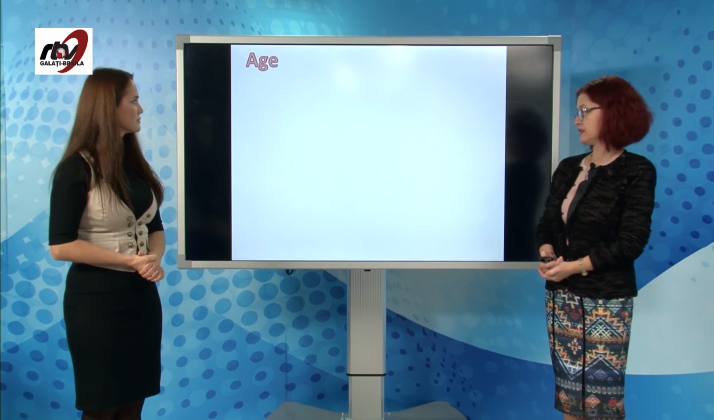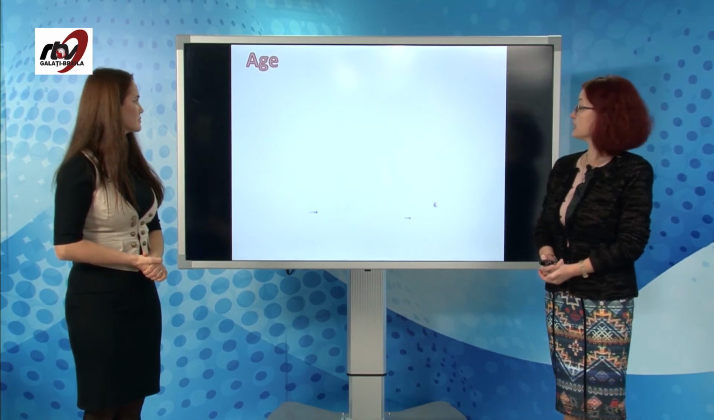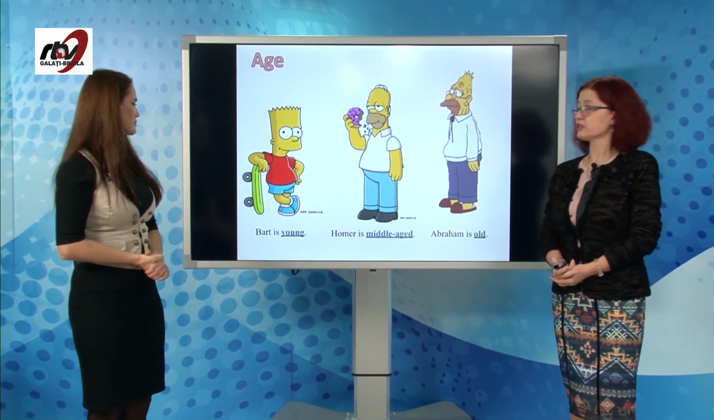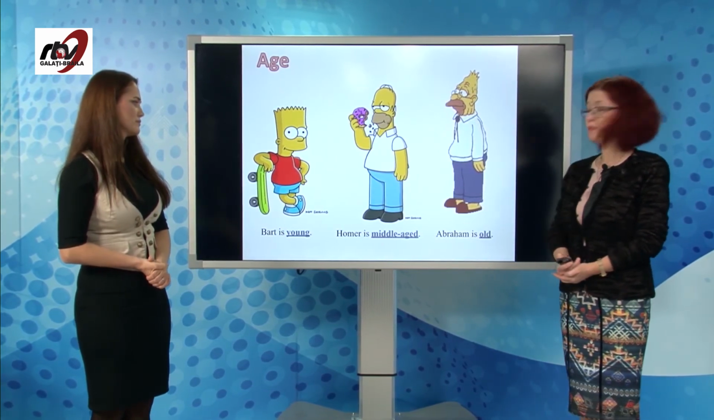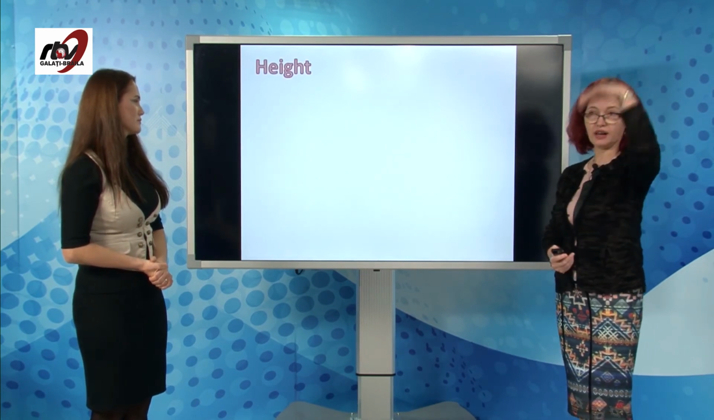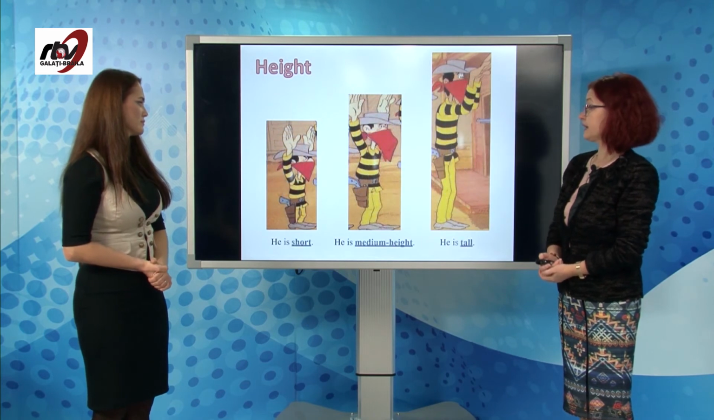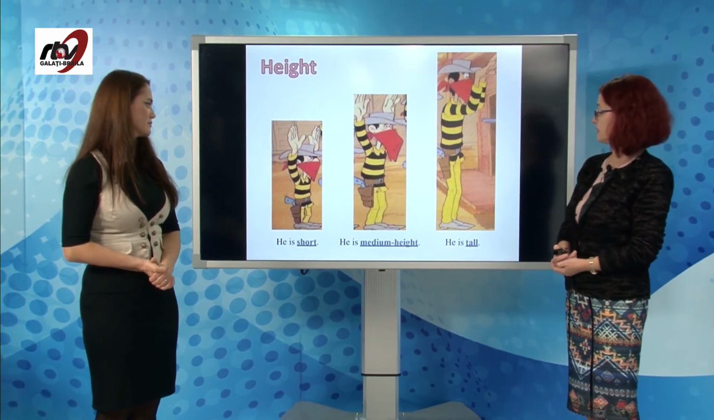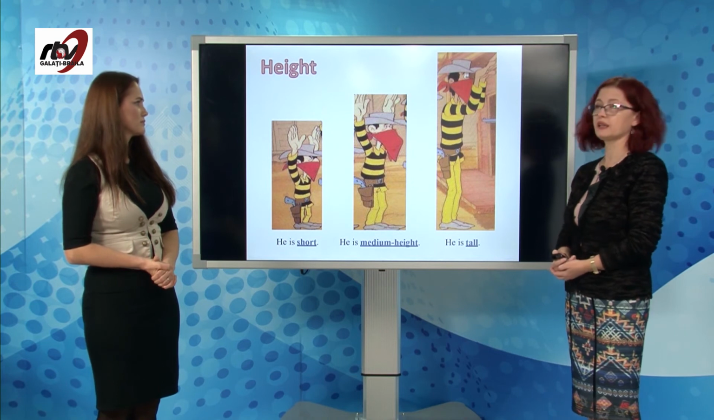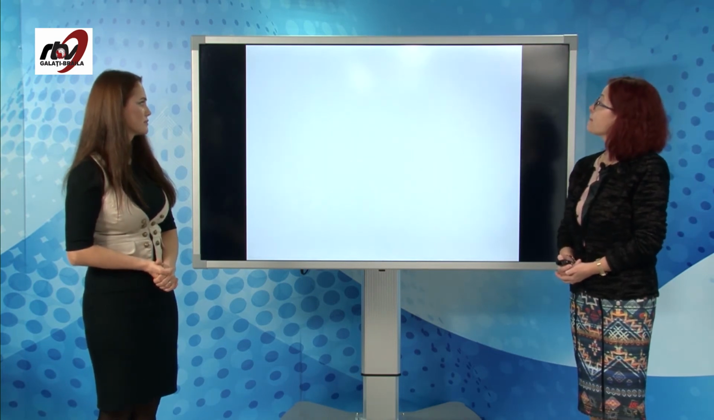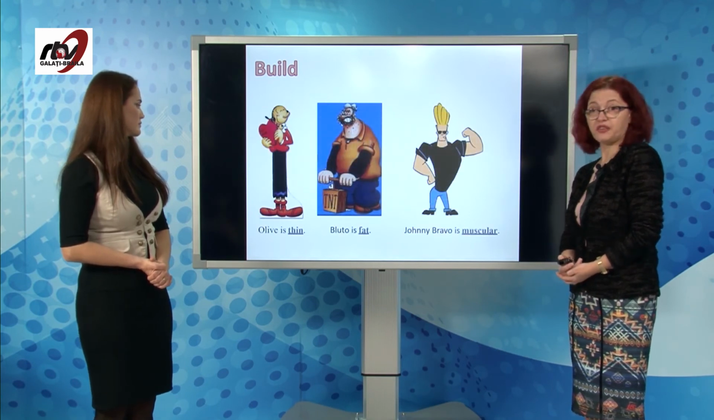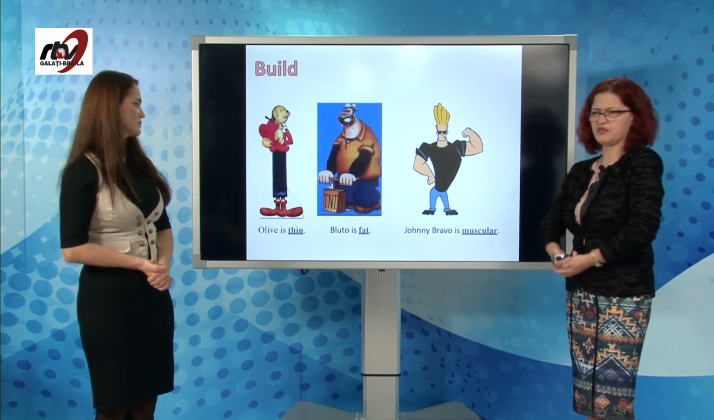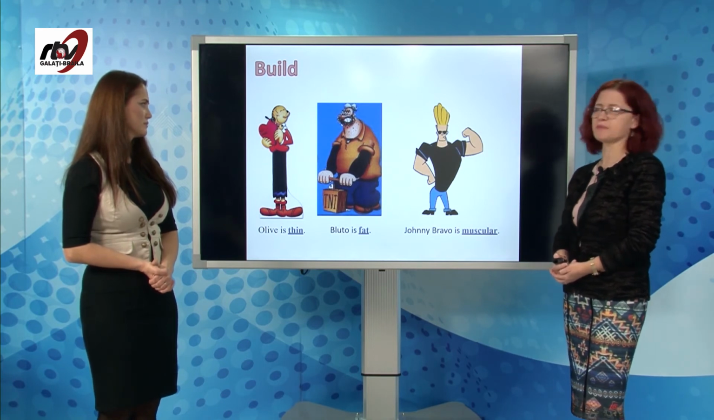When we discuss physical description, we refer to the age. Let's take a look at some cartoon characters. Bart is young, Homer is middle-aged, and Abraham is old. Then we take into consideration the height. Like the first one, he's short, the one in the middle, he's medium height, and the third one, he's tall. Then the build. Olive is thin or slim, Bluto is fat, and Johnny Bravo is muscular.